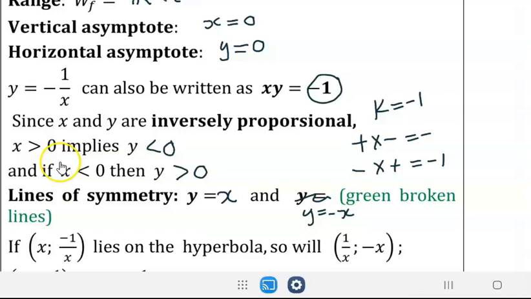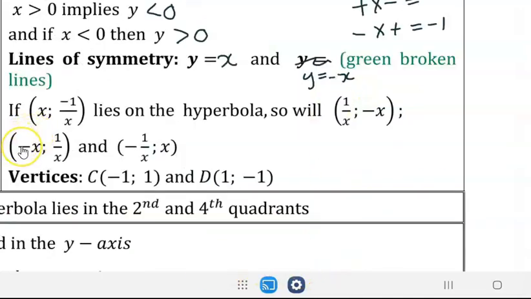When I substitute x into y equal to minus 1 over x, I get a value of minus 1 over x. But if I substitute 1 over x, I'll get minus x. So the product of x times minus 1 over x is equal to minus 1, which is our k value, and the product of 1 over x times minus x is minus 1, which is our k value. If I put negative x into minus 1 over x, I will get 1 over x, and the product of these two is 1, and the product of these two is 1. So if I have minus x, 1 over x, then minus 1 over x, and x is also on our hyperbola.